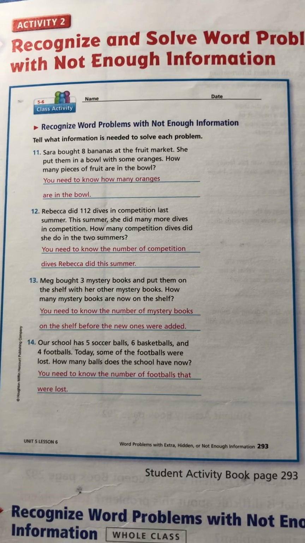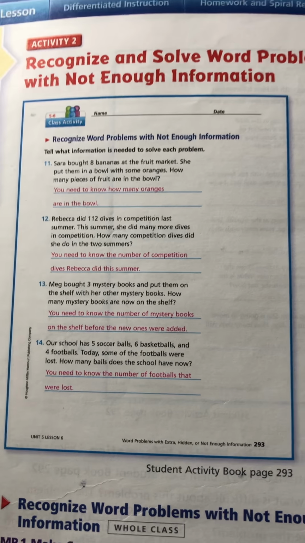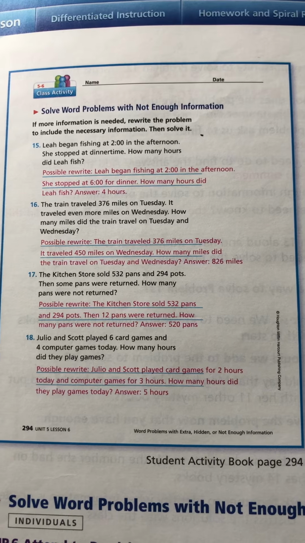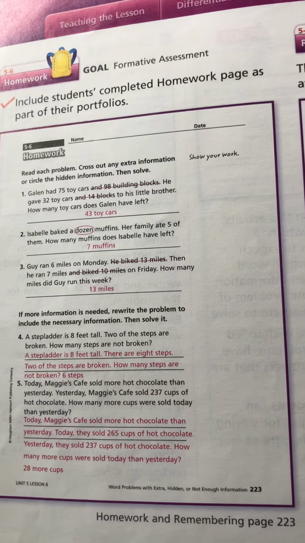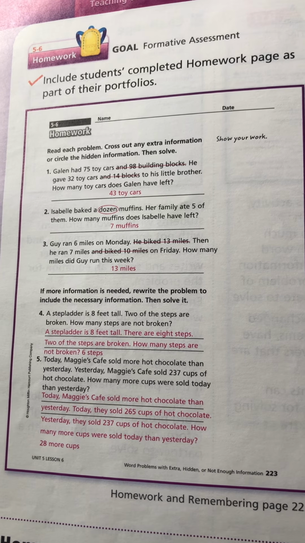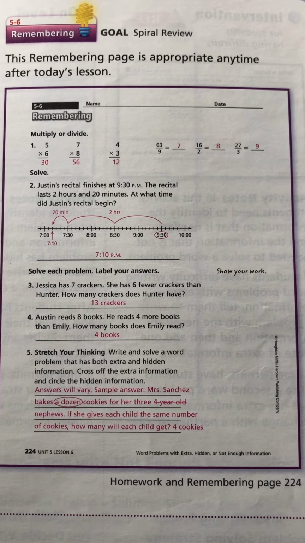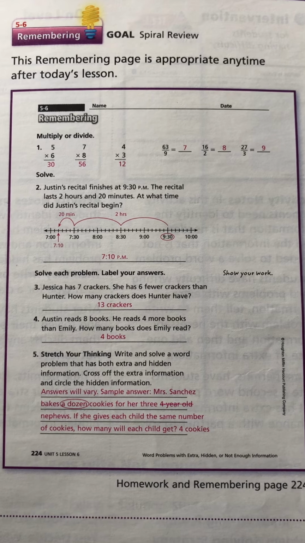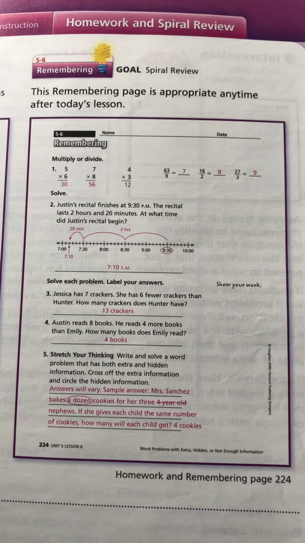Page 293. And 294. And then we'll take a look at the homework for that evening, which was page 223 for the homework. And page 224 for the homework, the backside. And there's more of our elapsed time review with the timeline.